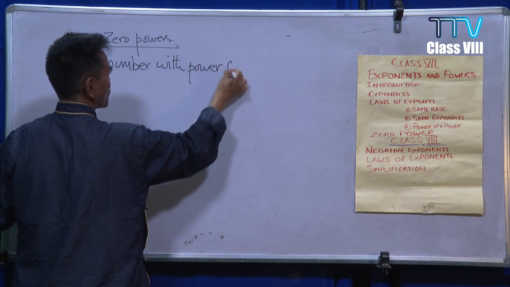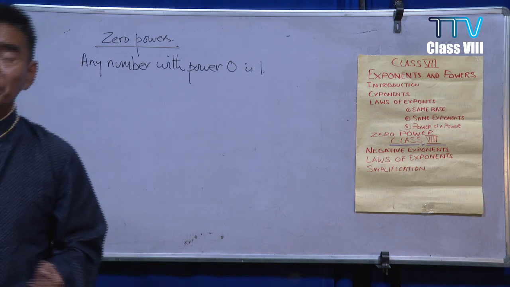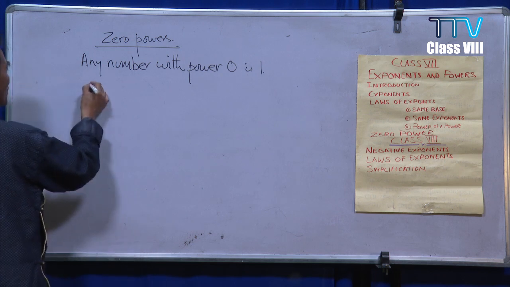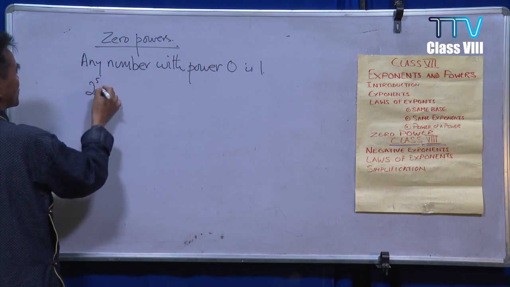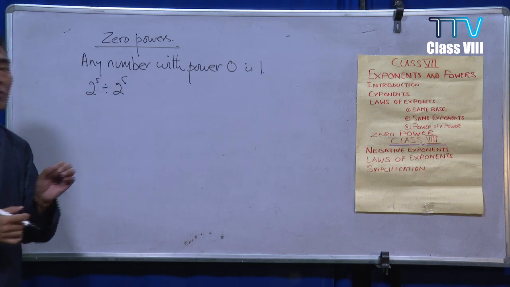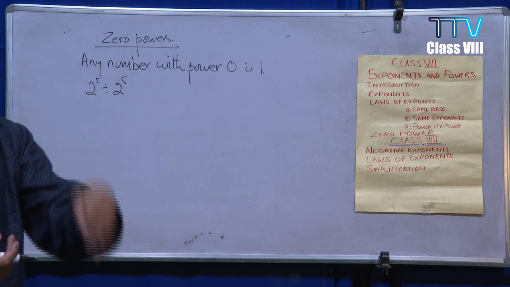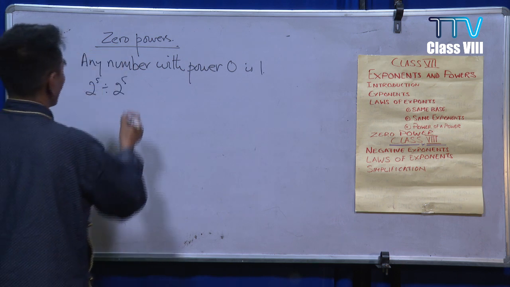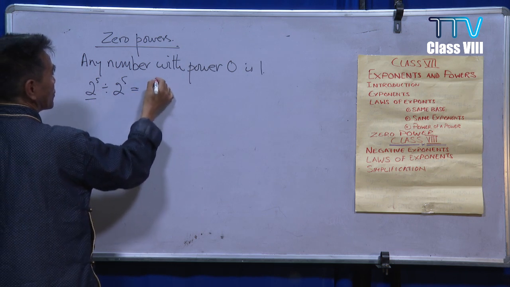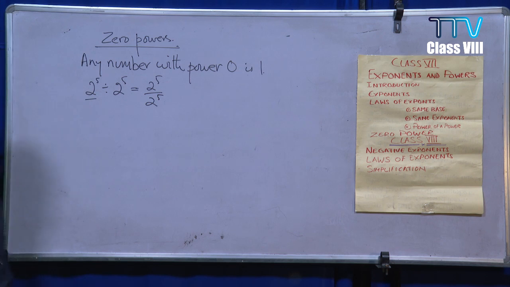Any number with power 0 is equal to 1. Example: 2 raised to the power 5 divided by 2 raised to the power 5. Here the base is the same and the power is the same, and this is a division. This is the law of exponent. 2 raised to the power 5 divided by 2 raised to the power 5 is a fraction. Okay, rational number.